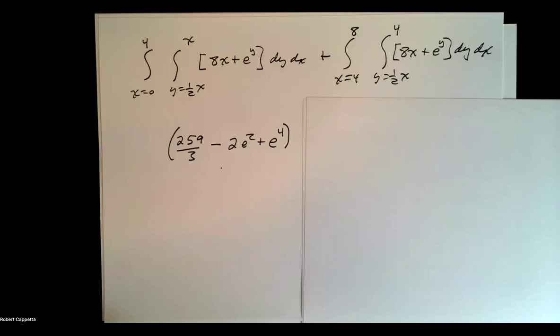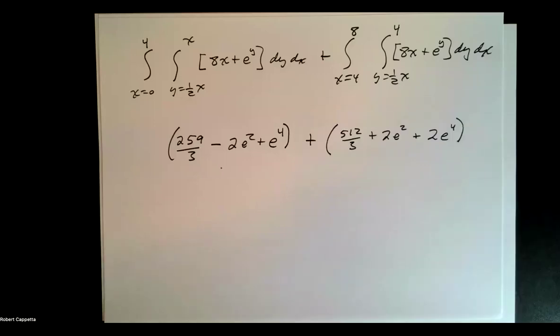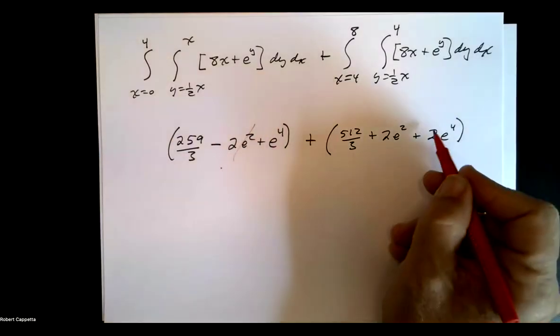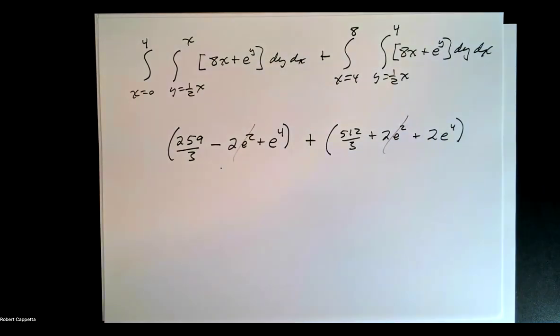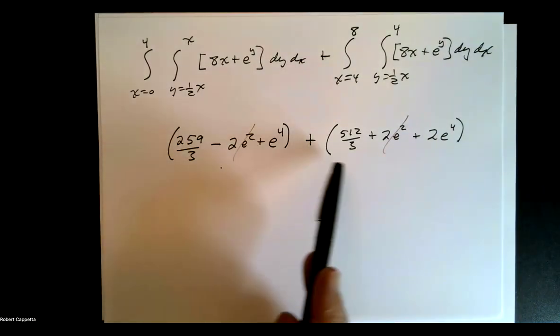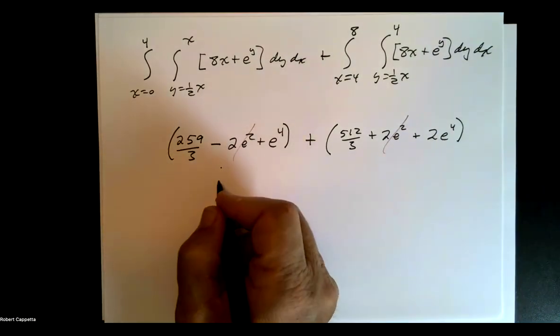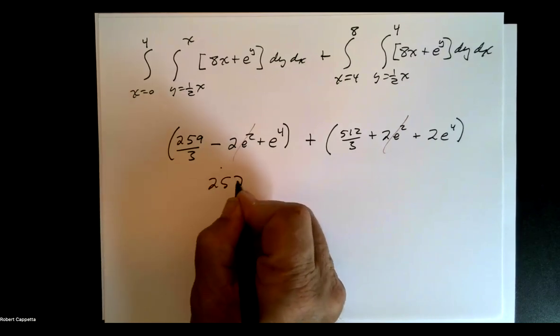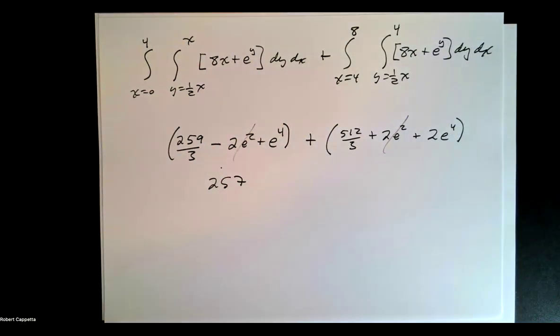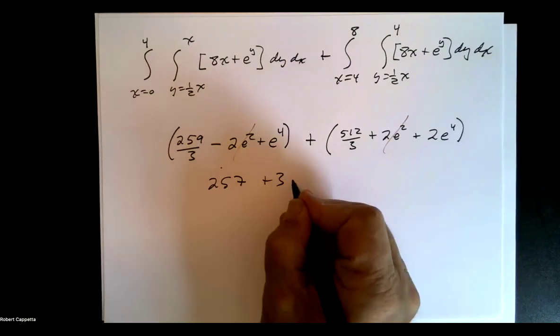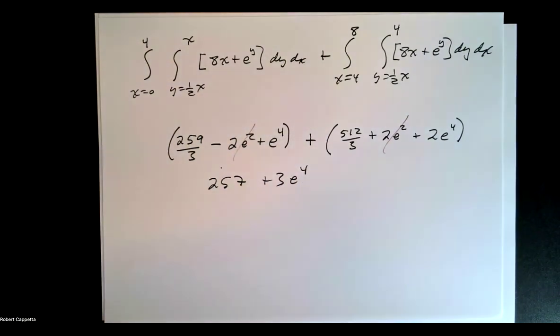Let's go ahead and write that down. And if we put all those together, you'll notice it looks like a lot more work than the way we did it. The 2e squareds go away. 259 thirds plus 512 thirds just so happens to be 257. E to the fourth plus 2e to the fourth is 3e to the fourth. So we did get the same answer both times, but recognize that the dx dy strategy was much simpler than the dy dx strategy.